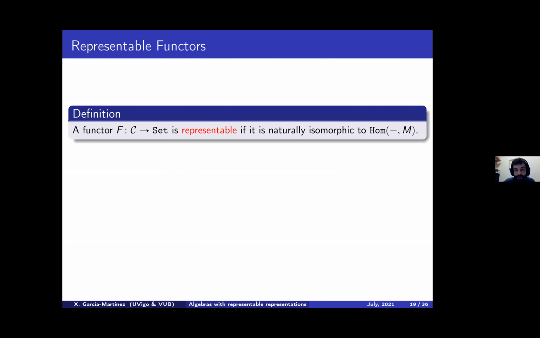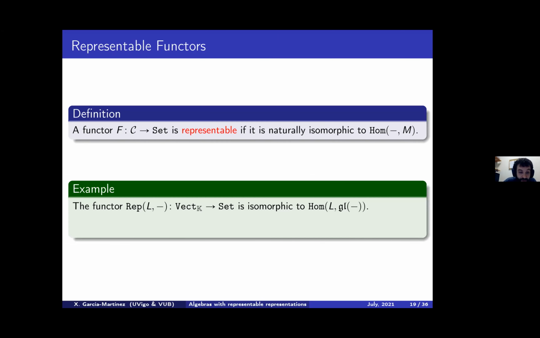So I promise it's the only slide about category theory here, but there is a very good language to express this in categorical terms. We say that a functor is representable if it is naturally isomorphic to some Hom. For example, the functor Representations, if we fix L and send a vector space to the set of representations, is isomorphic to Hom of L to GL of something. So these two functors are representable. This means that representations of Lie algebras are representable, because the functor Representations is representable.